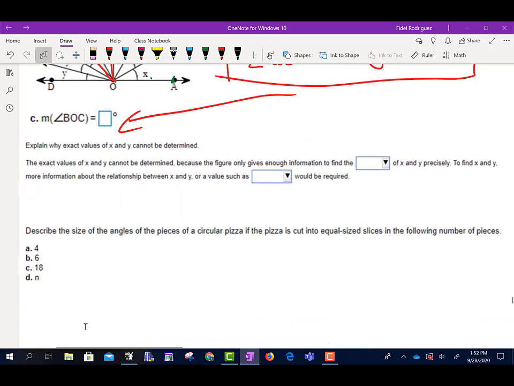And it says, explain why the exact values of x and y cannot be determined. It says the exact values of x and y cannot be determined because the figure only gives us enough information to find the sum, because we were adding. To find x and y, more information about the relationship between x and y, or values such as x or y, would be required.